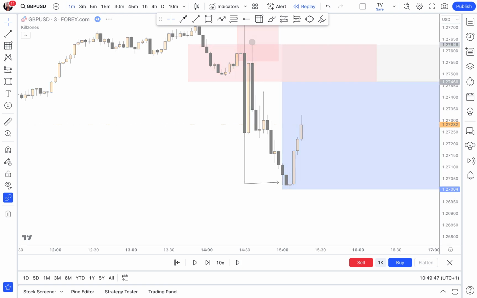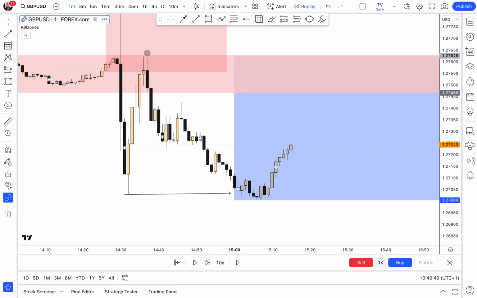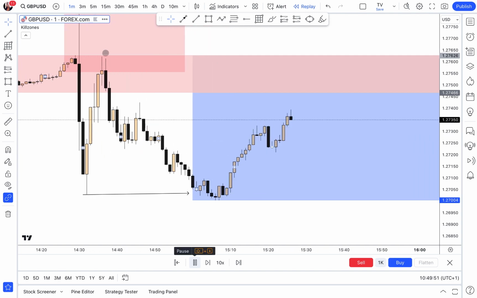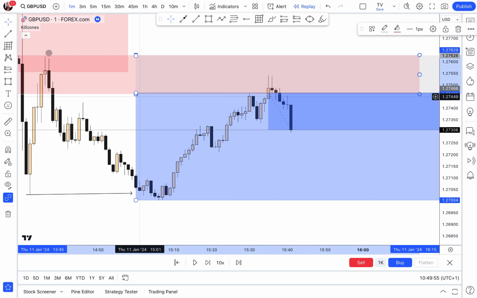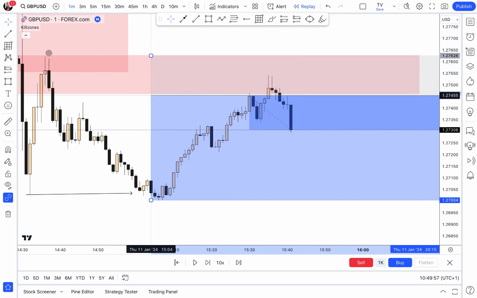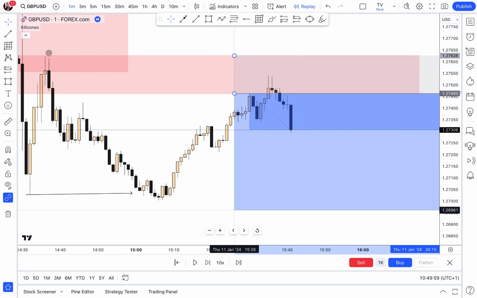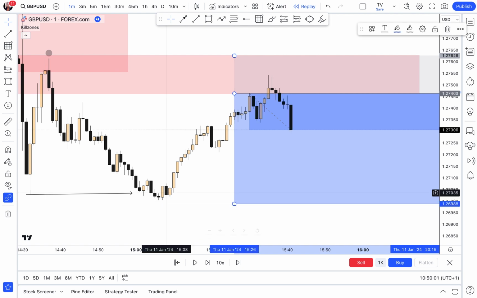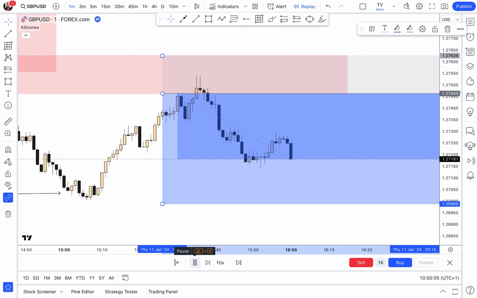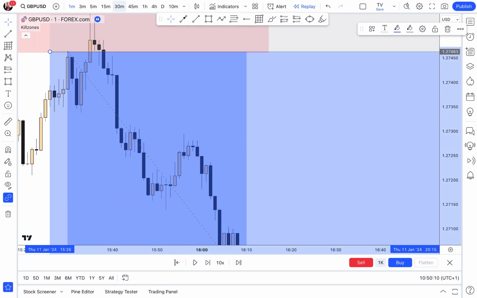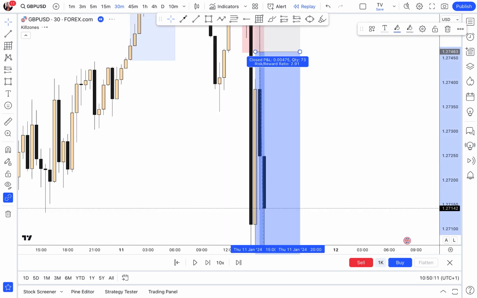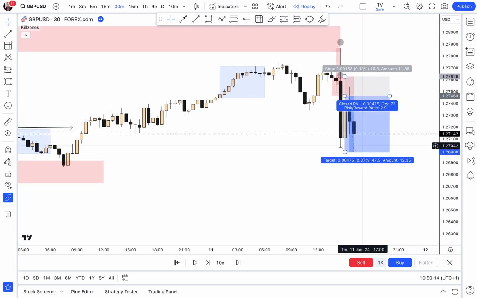Okay, so let's see if we get tapped in for a third entry. And yes, market tapped in. Like I said, you could take your profits at this last low. Let's see if our take profits will be it. Remember, these are different days. So take profit was it right there.